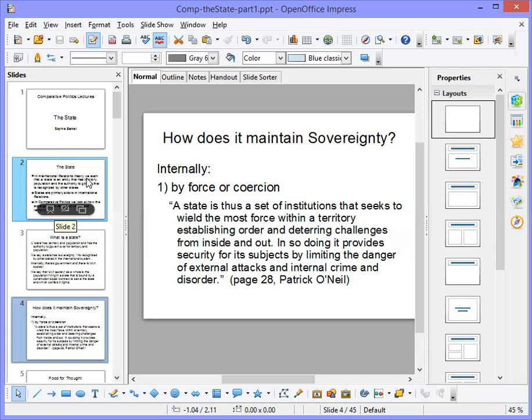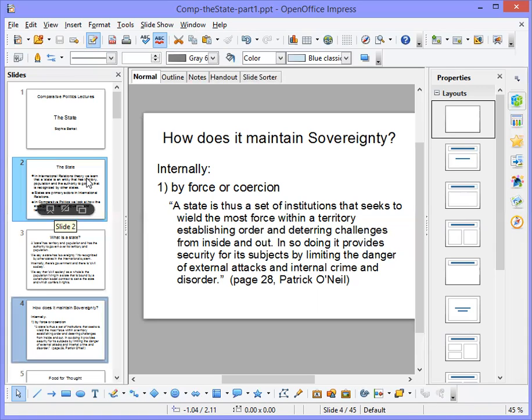So one group of scholars has suggested that the state is using force or coercion. So it might be threatening us, it might be using violence against us. And in that way, it maintains its sovereignty. So Patrick O'Neill on page 28 says, a state is thus a set of institutions that seeks to wield the most force within a territory, establishing order and deterring challenges from inside and out. So we're talking about using violence within a territory to establish order.